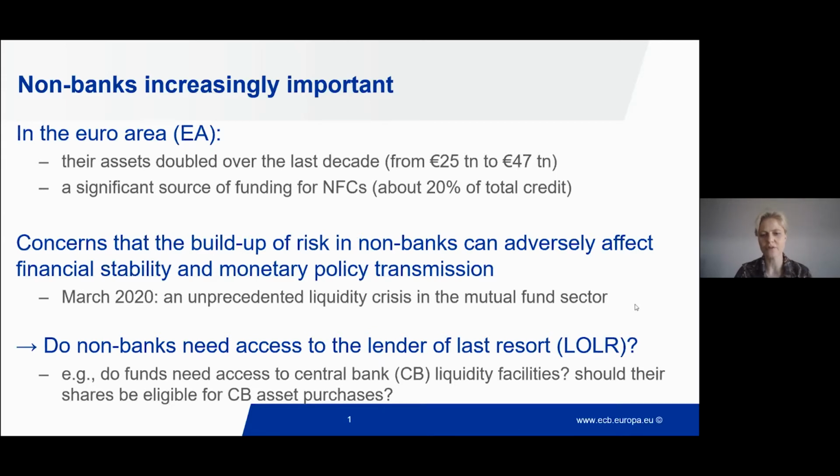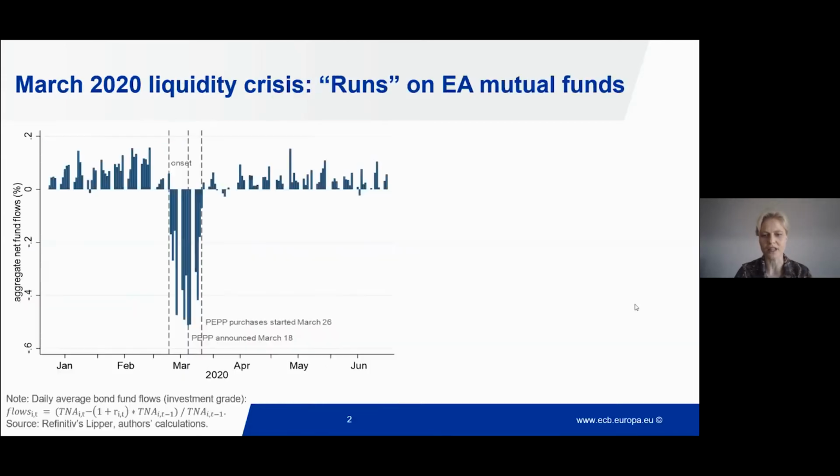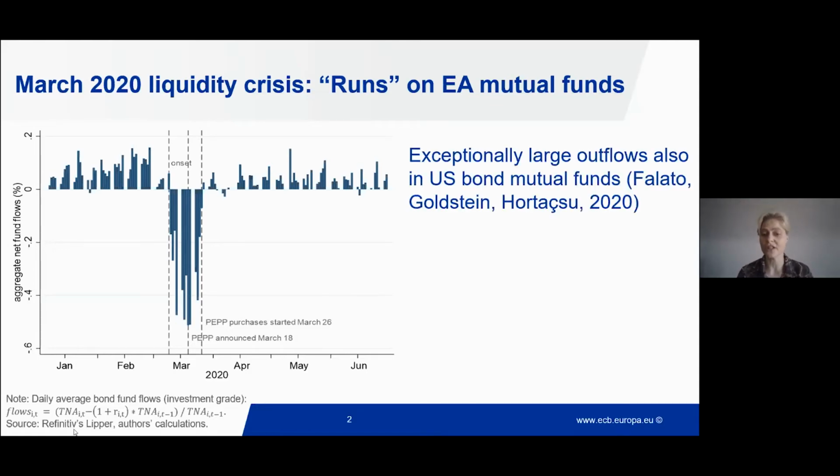Let me start by showing you the extent of the liquidity troubles in the mutual fund sector. Here are the runs on the euro area mutual funds that we want to document with this graph. This graph gives you aggregate net fund flows in percent between January and June of 2020. These are net flows, so inflows minus outflows. What you see in March are very large negative net flows, meaning there are large outflows from the investment funds. The outflows were as high as minus 0.5% of total net assets on a daily basis at the peak of the crisis.